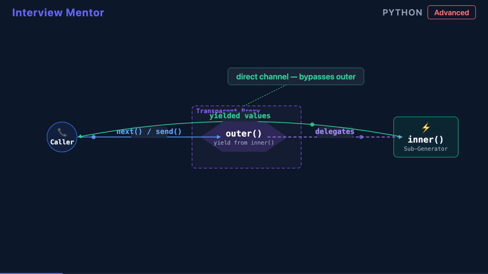When you write yield from inner, Python creates a direct channel between the outer caller and the inner iterable. Every value produced flows straight through, bypassing the outer generator entirely. This is delegation, and it fundamentally changes how generators compose.